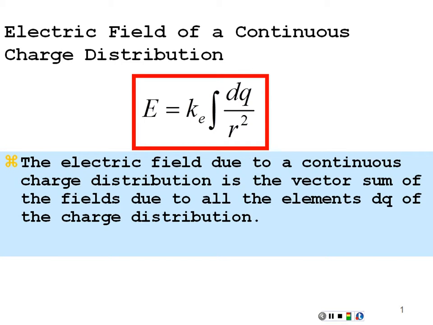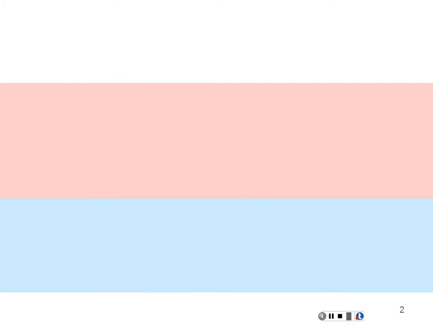So the electric field due to a continuous charge distribution is the vector sum of all the fields due to all the elements dq of the charge distribution. Superposition. So if we just treat them as all little point charges, add them all together, and find out the result, that would be the electric field due to that continuous distribution. Sounds good.